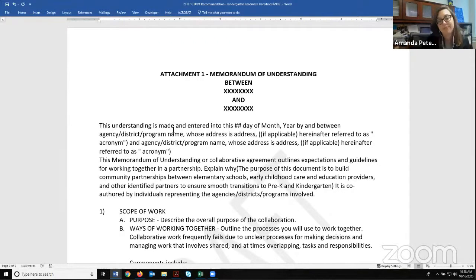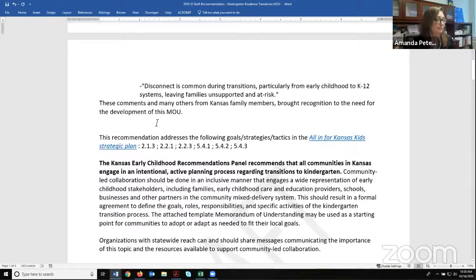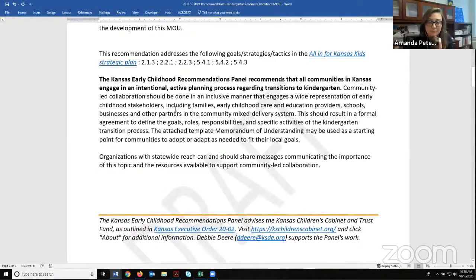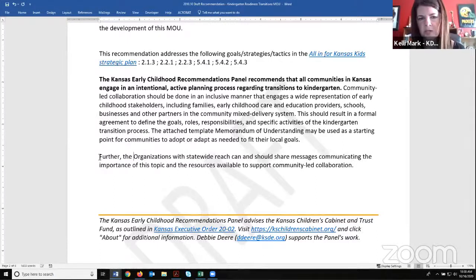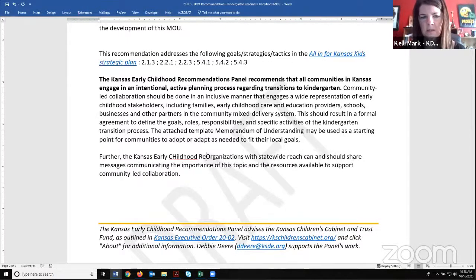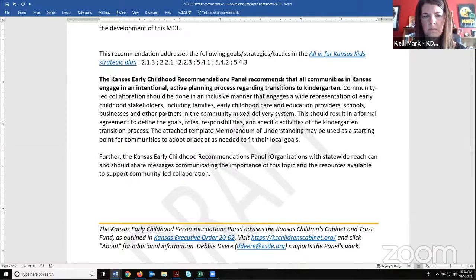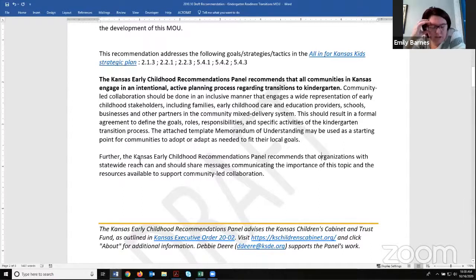Kelly, Mark, go ahead. Sorry, can we go back up to the actual recommendation just real quick? Absolutely. Was a good time to read it in its entirety. The last statement, it can and should, just chafes me a little bit. We might be able to say, further, this panel recommends that organizations with statewide reach share the messages. This is Emily Barnes. I second that. The should has almost a compelling message.